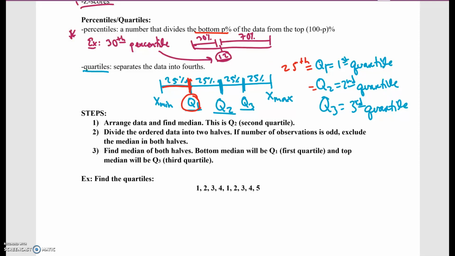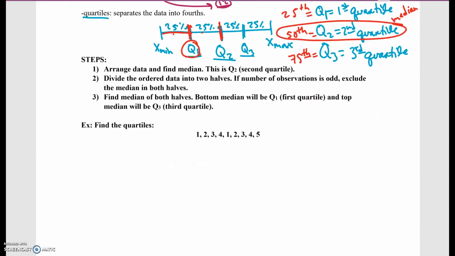This one will be what? Well, 25 and 25 gives me the 50th percentile. This will be the 75th percentile. Also, something to note is that the second quartile, since it separates the bottom 25% from the top 25%, is actually the median, right? It makes sense for the 50th percentile and the second quartile to be the median because it's right in the middle. Okay, so how do we find these quartiles?